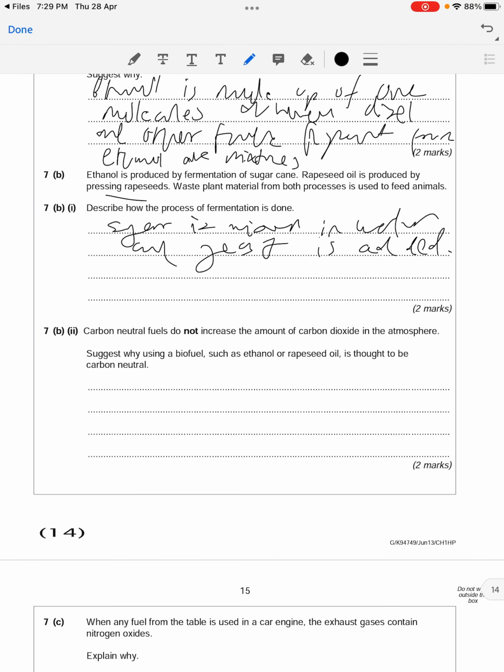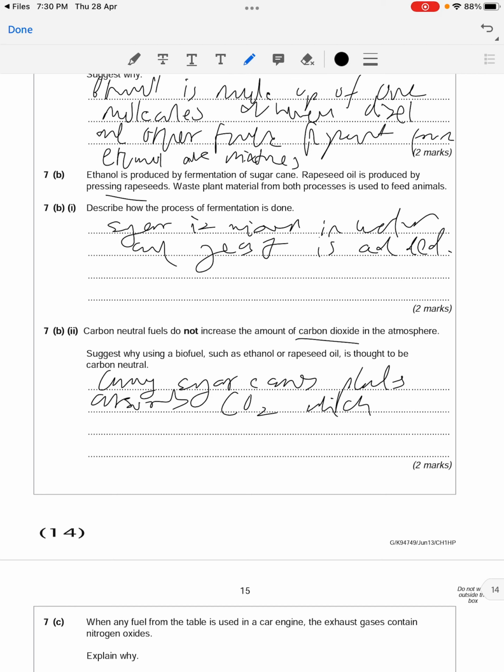Now, carbon neutral fuels do not increase the amount of carbon dioxide. Explain why using a biofuel such as ethanol or rapeseeds is thought to be carbon neutral. Because they're renewable, right? They're carbon neutral, and that means they have nothing related to putting carbon dioxide back into the atmosphere. Because growing these plants, the sugarcane and rapeseeds, they absorb carbon dioxide, they absorb CO2, and which is released back, it's basically carbon neutral.